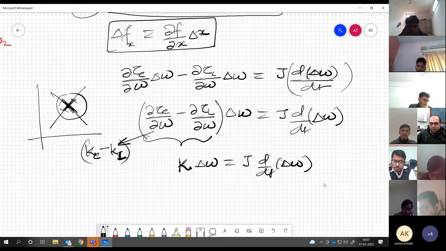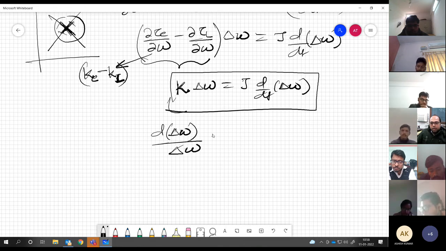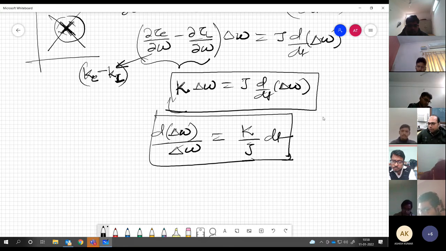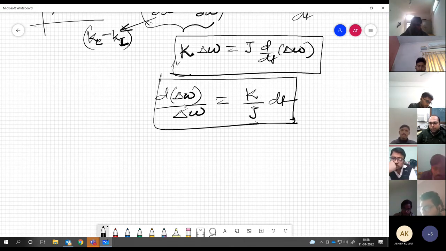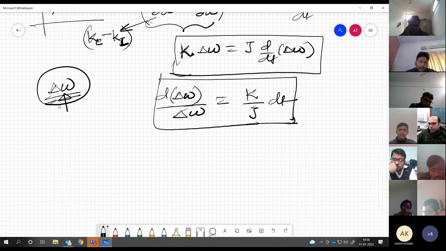Fine. Now this equation what you have got over here, it can be written as d of delta omega by delta omega is equal to this. This is the first order differential equation which defines how your perturbation is going to behave. We are talking about the perturbation which is delta omega. How is this perturbation going to behave? Whether it is going to stay at that particular point, whatever perturbation you have given, or it is going to converge to zero, which is the stable option, or it is going to run away from that, which is the unstable option. You understand the point? Now, what is the solution of this differential equation?